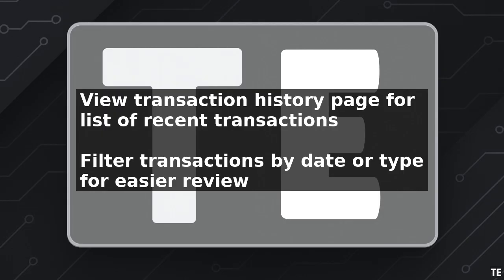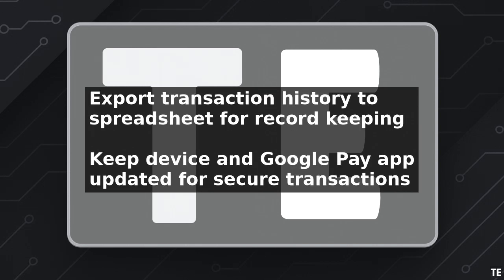Additionally, you can also export your transaction history to a spreadsheet or other format for record-keeping purposes. To do this, go to the transaction history page, tap on the three dots at the top right corner, and select the export option. By following these steps, you can easily view your transaction history in Google Pay and stay on top of your finances.